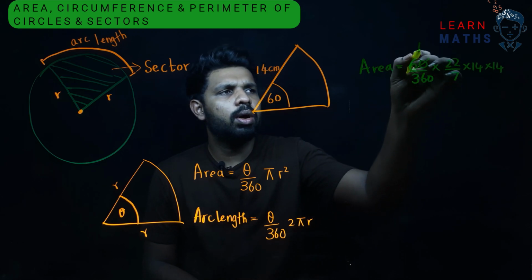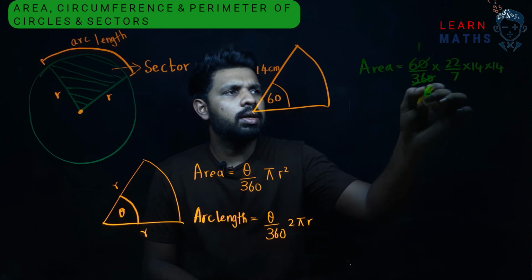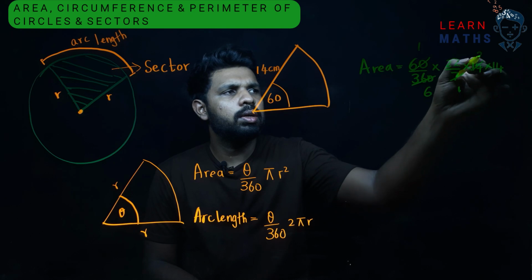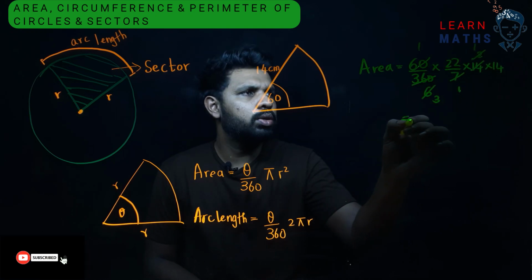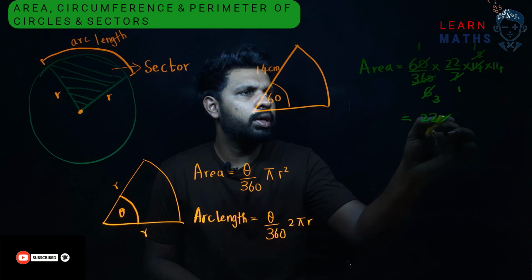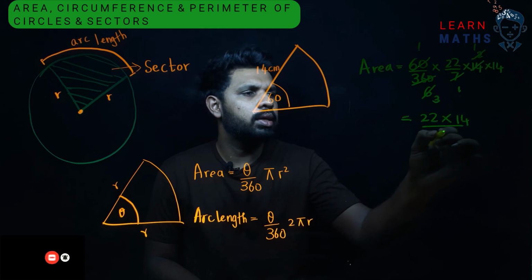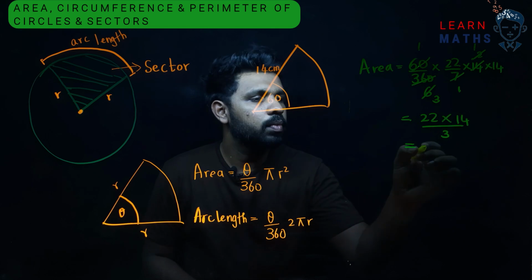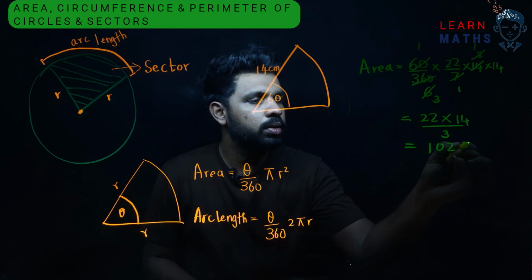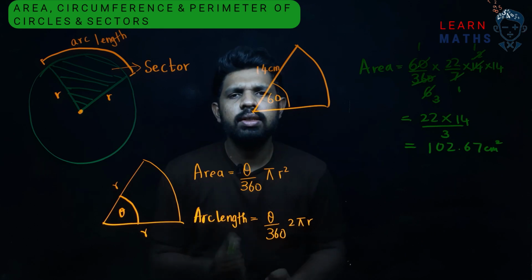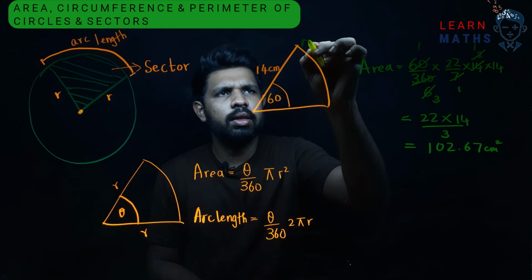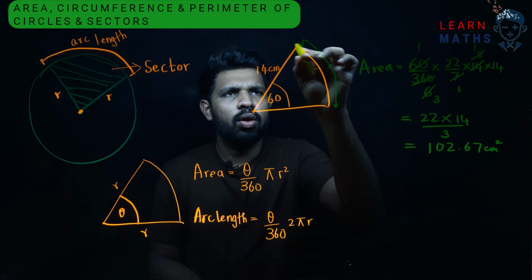In 60 over 360 we have 6 and 1 here, 2 here, and also you can simplify 1 here and 3 here. This will be equal to 22 into 14 divided by 3, which is equal to 102.67 centimeter squared. Now let's see how to find the arc length, that is the length of this sector.